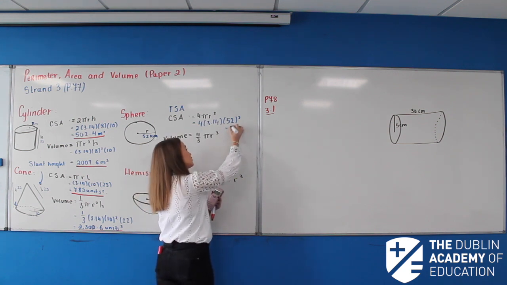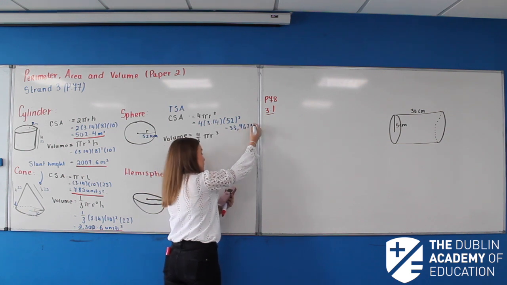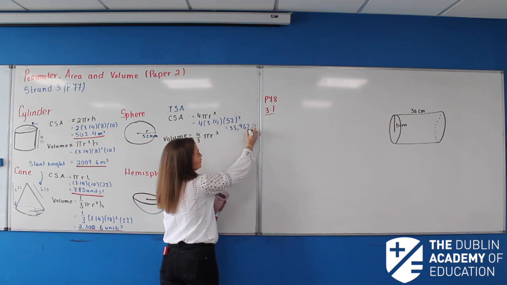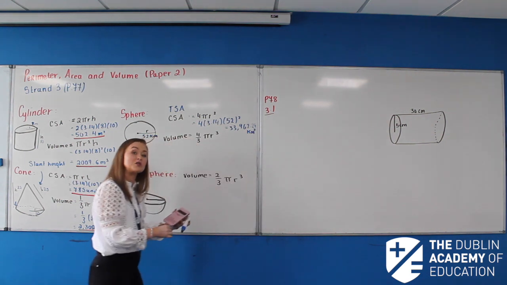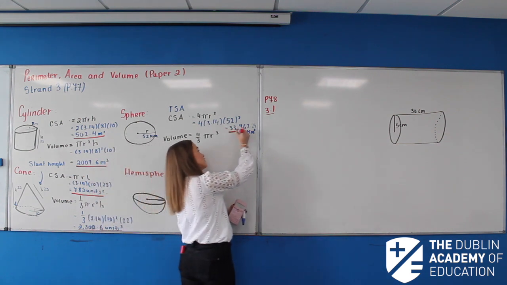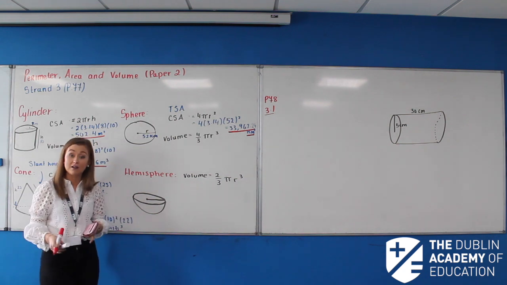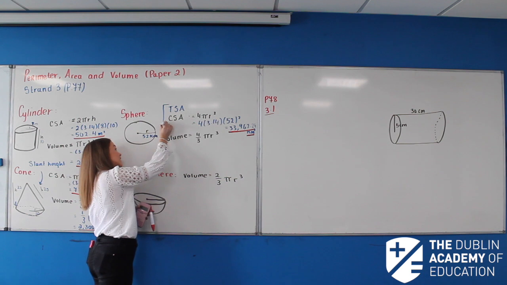So we have 33,962.24. So I went for kilometres, so area is kilometres, and remember, always is going to be squared. So just keep that in mind for yourself there. The last one I have here is my volume. So here, total surface area, remember curved surface area, the same.